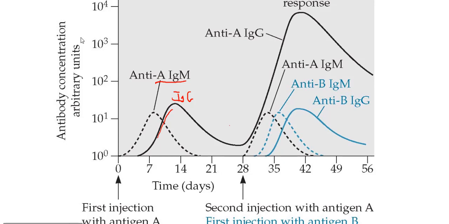Now let's say a person is re-injected with the same antigen, or they get sick again with the same pathogen. What's going to happen this time is IgG is going to explode immediately. So it's the first to be made in a secondary response, whereas IgM now is the second to be made, and there's not as much of it. So IgM is the first response. IgG is important for secondary responses.